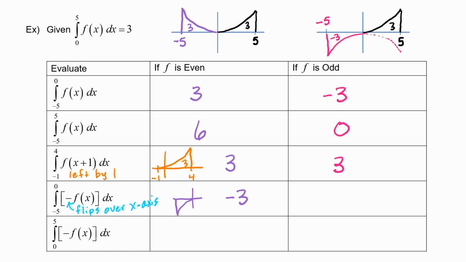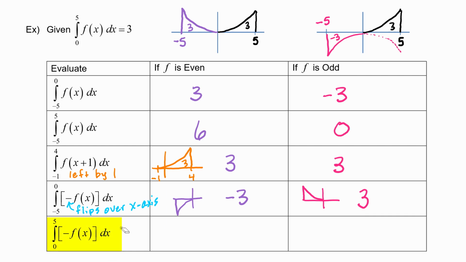For the odd function, once again, we have to take the part that's from -5 to 0, flip it over the x-axis, which now means it would be up here. So this one's going to be positive 3.